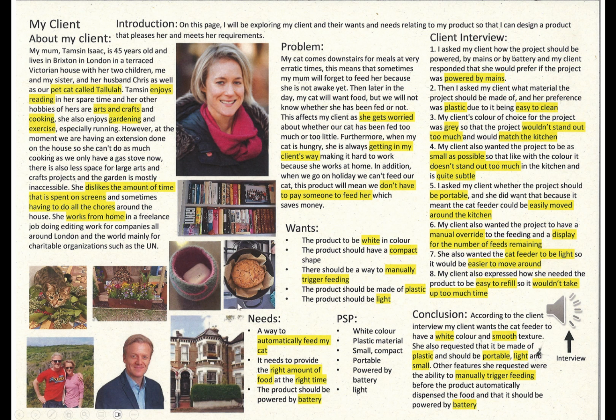At the bottom here, we've got wants and needs. This is really important. This is part of the mark scheme, and we've got possible specification points. And so what we've got is it should be white in colour, it should be plastic material, small and compact, portable, powered by battery, and light. And I think he means light in weight.